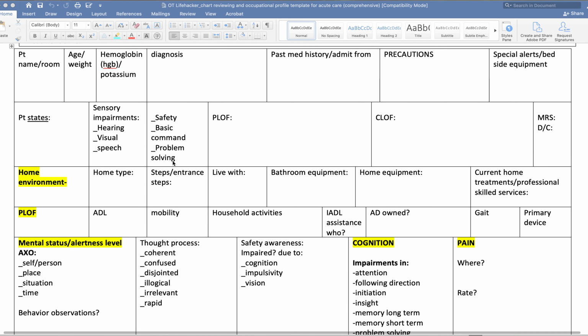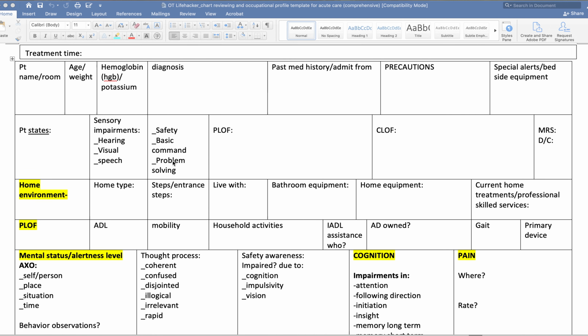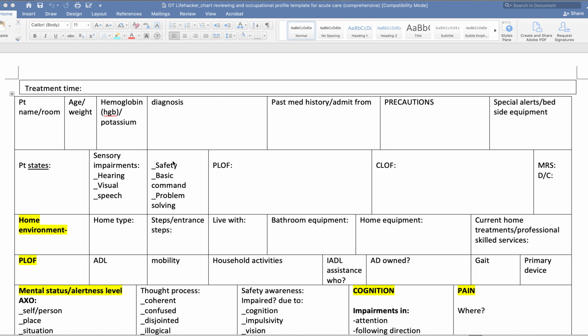And there's also the O times A, so you will need to know the orientation and alertness and the level to which they are, and the questions to ask, like date of birth, or where are you right now, what happened, all of those. And then prior level of functioning, so what they were like at home.